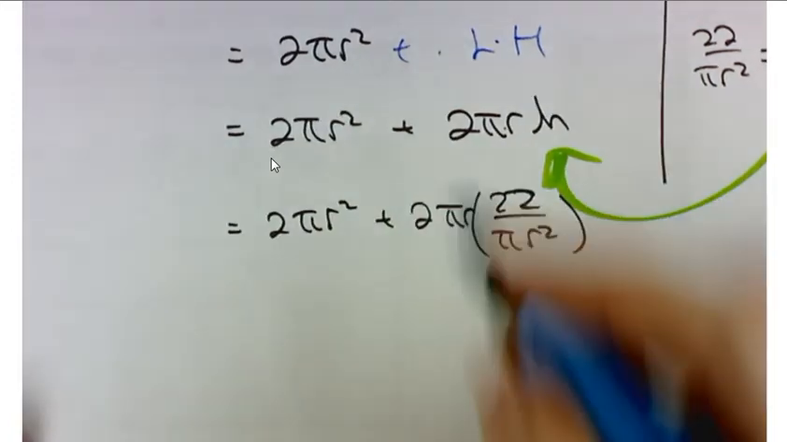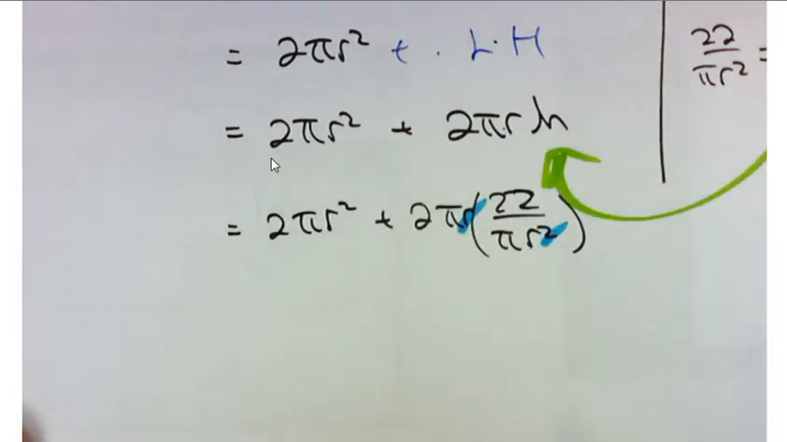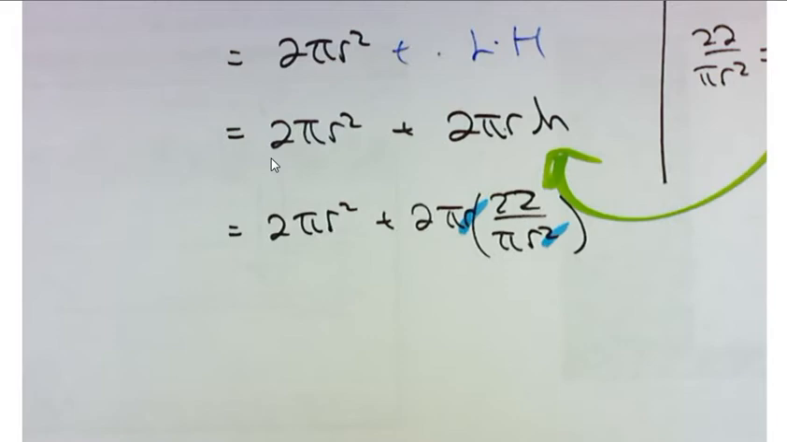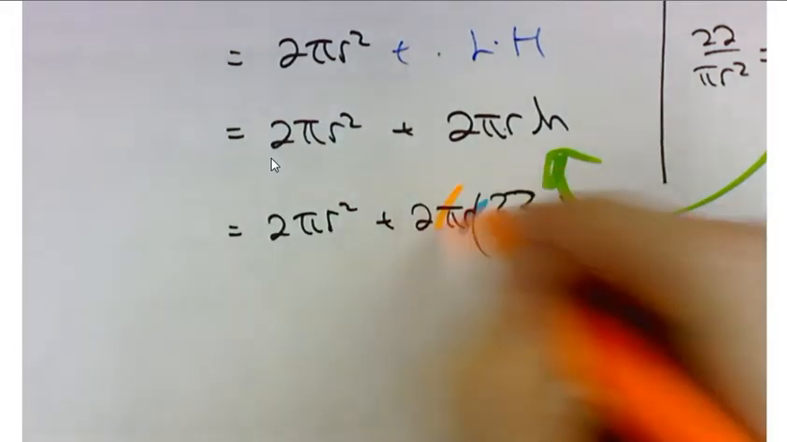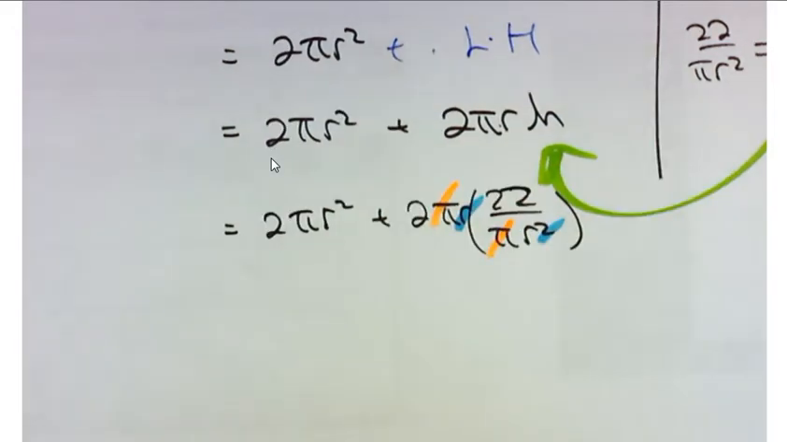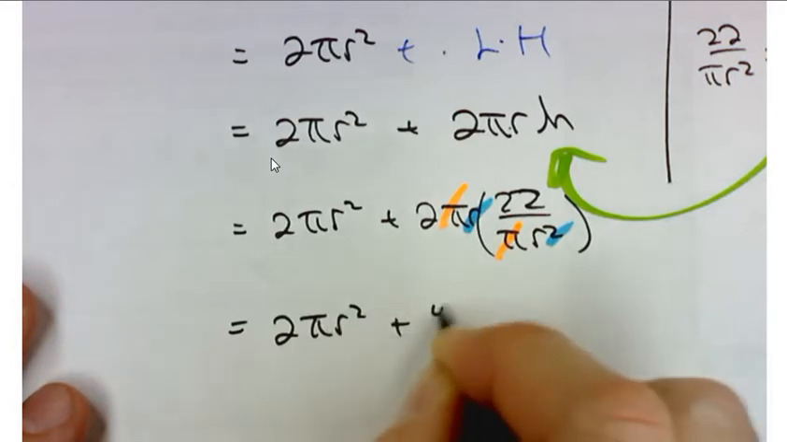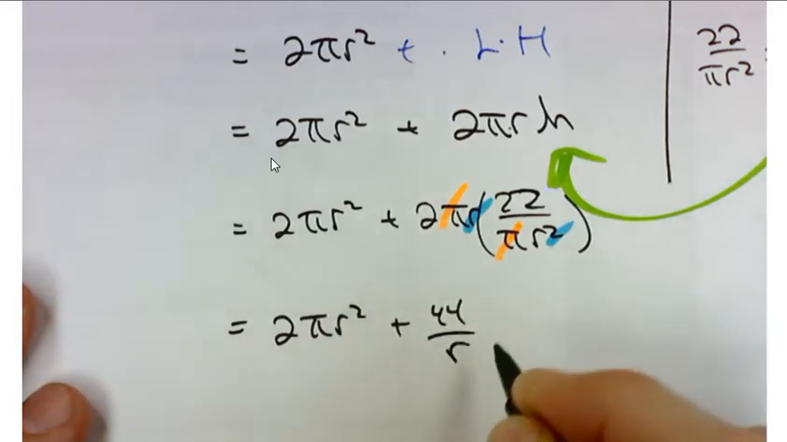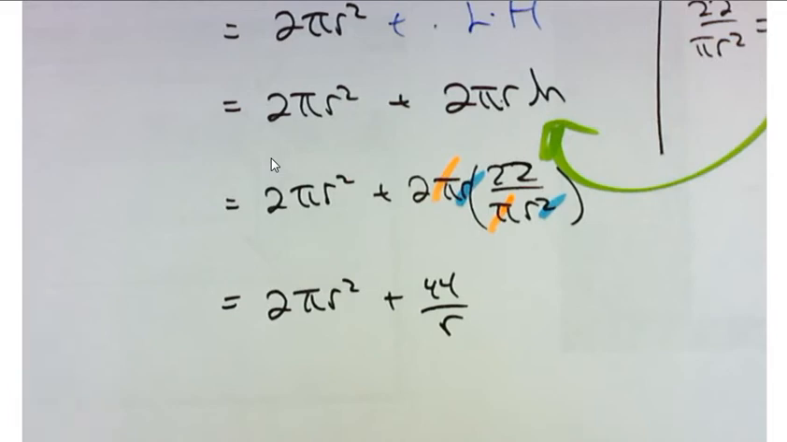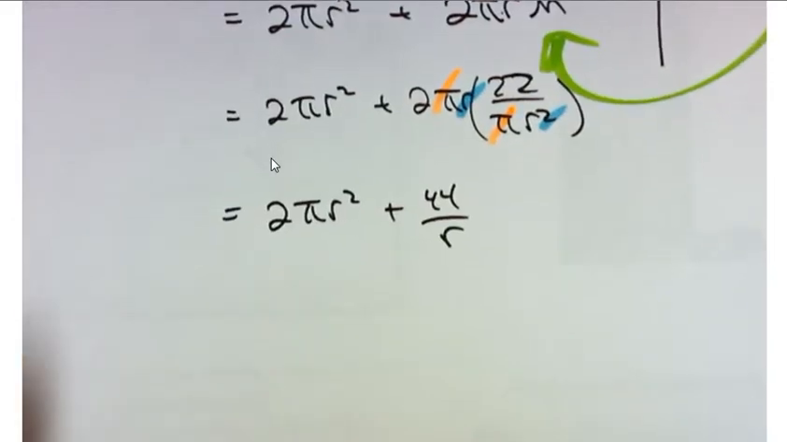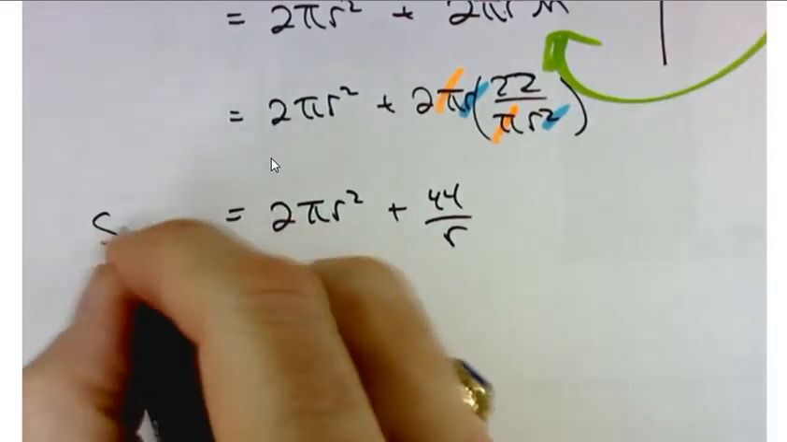Only for a little bit, right? Because that r will cancel with one of those r's. And we'll get some more cancellation. The pi's will cancel each other out. So that one and that one, those are gone as well. Thanks, Reem. 2 pi r squared plus 44 over r. That is our surface area. The nice thing about this is it just depends on one variable. It just depends on r. So let's call that S of r.